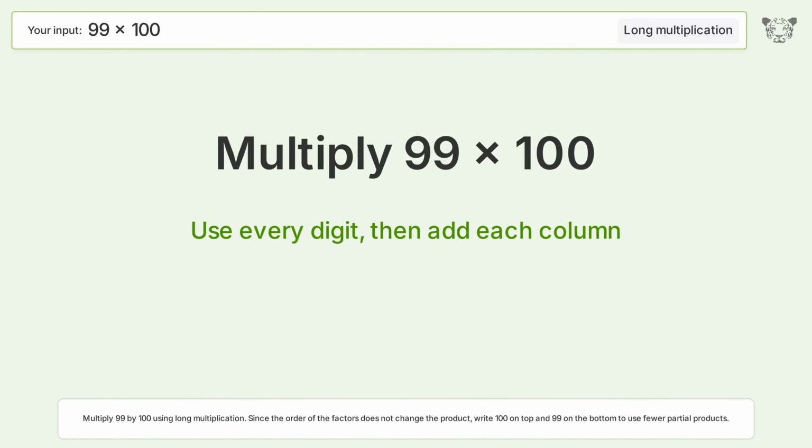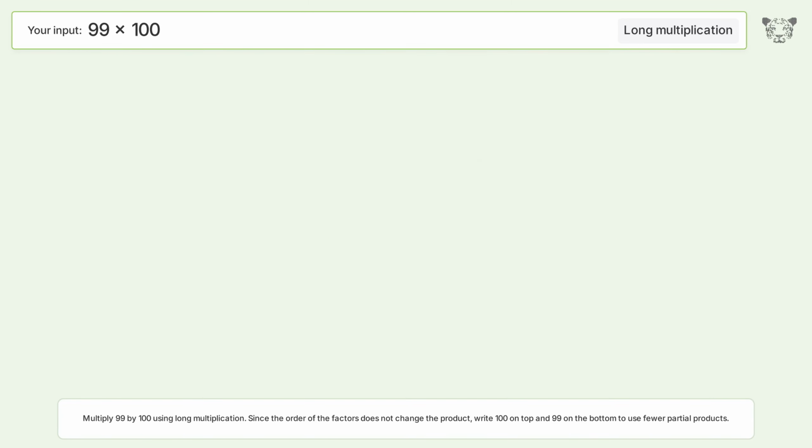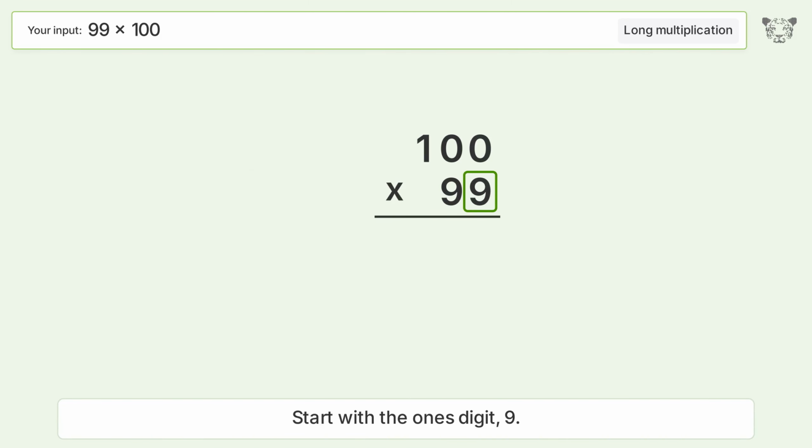Multiply 99 by 100 using long multiplication. Since the order of the factors does not change the product, write 100 on top and 99 on the bottom to use fewer partial products. Start with the ones digit, 9.